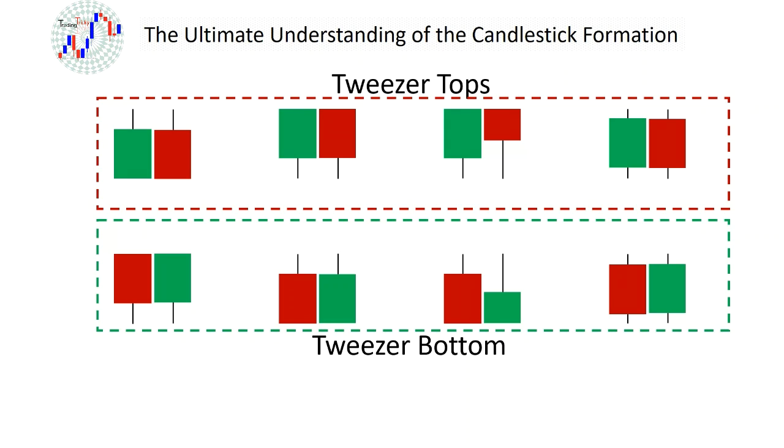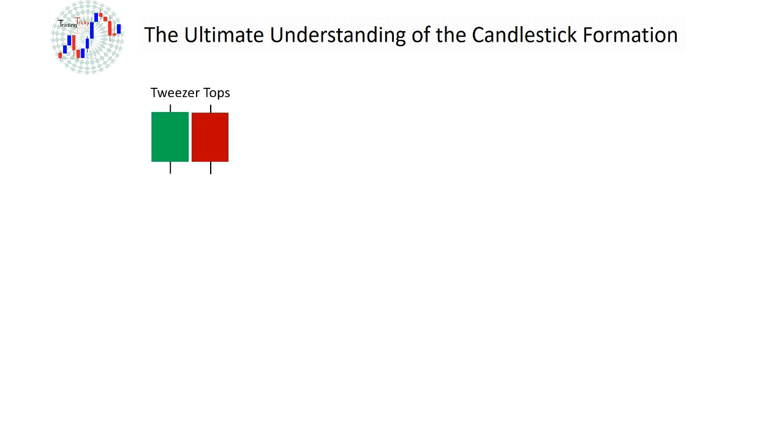Now let me show you this formation on the chart. Tweezer tops. Let's consider the market started from the support level, green candle, again green candle and green candle.